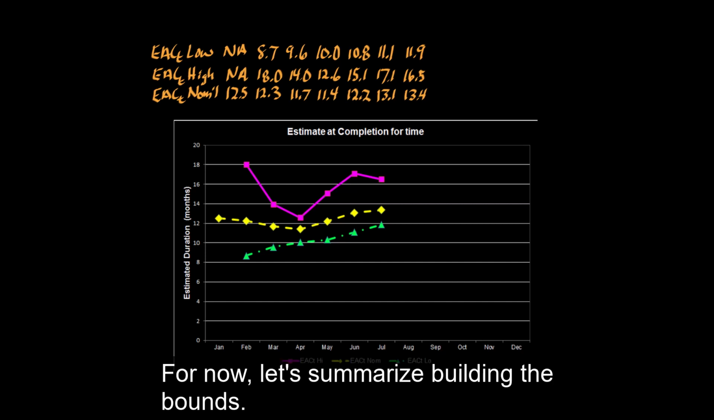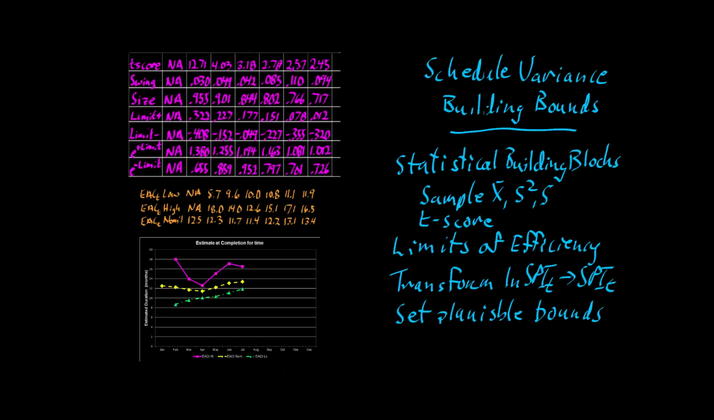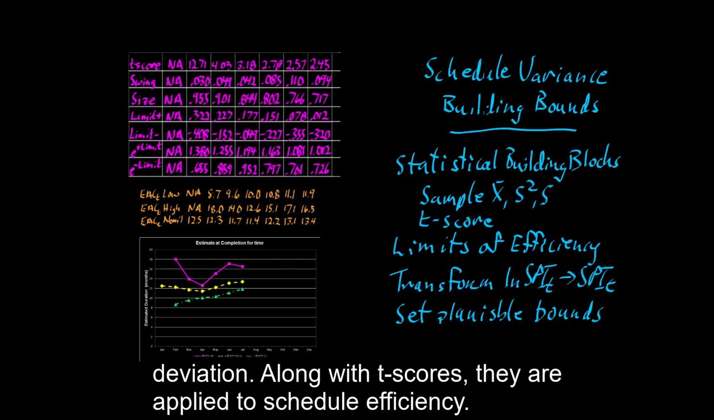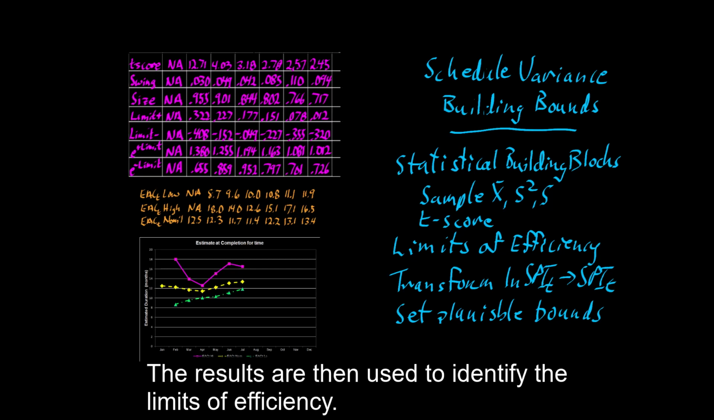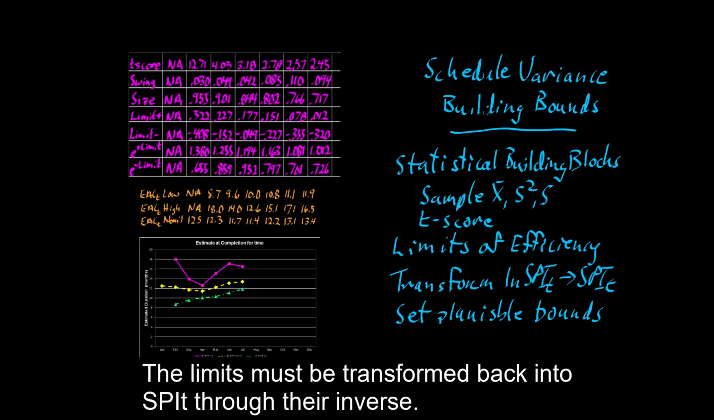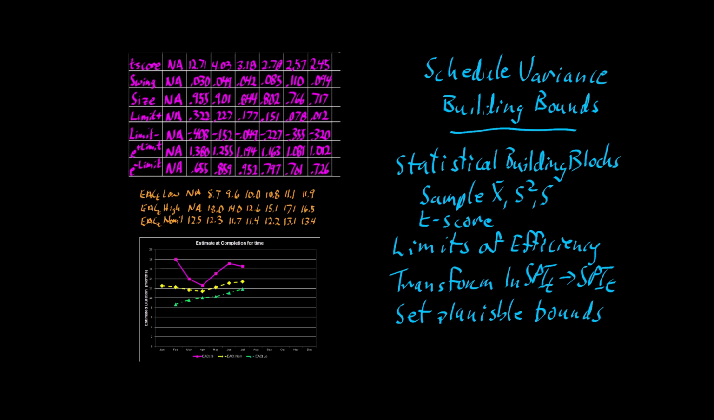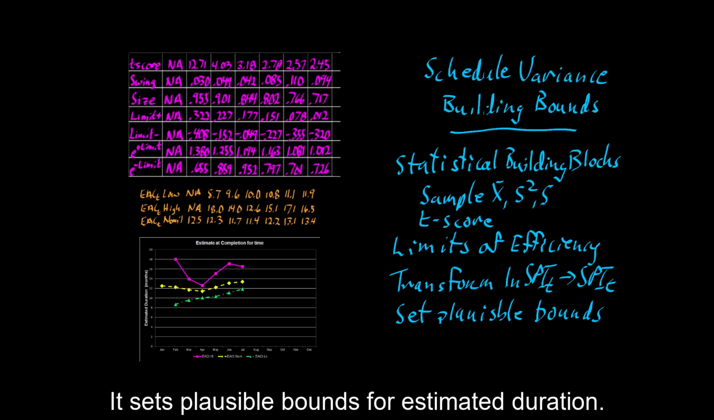For now, let's summarize building the bounds. It starts with statistical building blocks, the sample mean, variance, and standard deviation. Along with t-scores, they are applied to schedule efficiency. The results are then used to identify the limits of efficiency. The limits must be transformed back into SPIT through their inverse. Finally, SPIT is used in the classic formula for the estimate at complete for time. It sets plausible bounds for estimated duration.